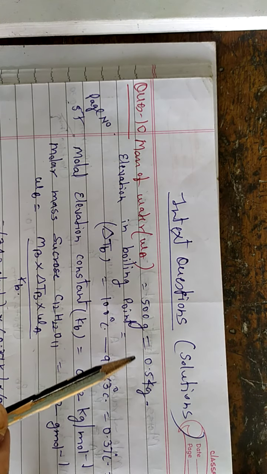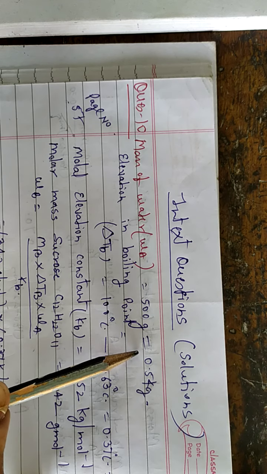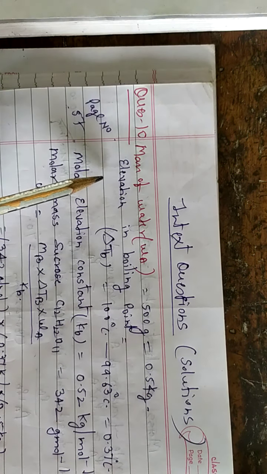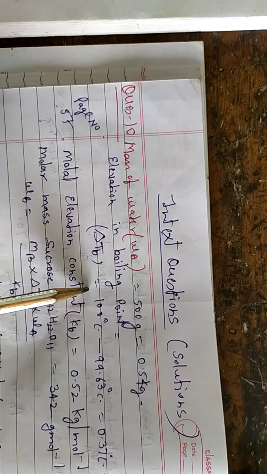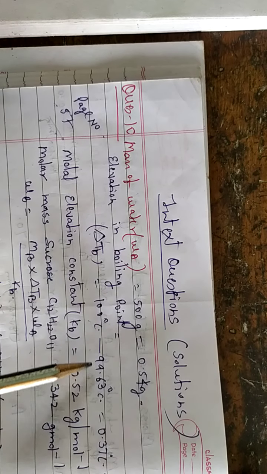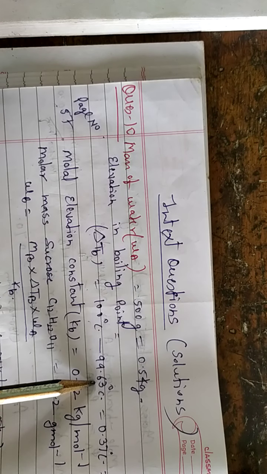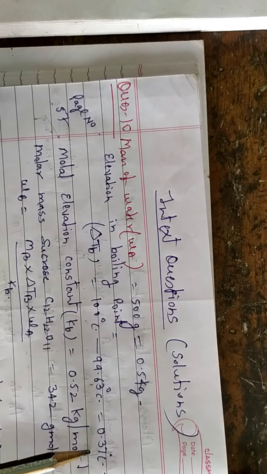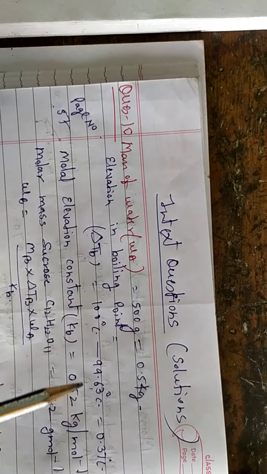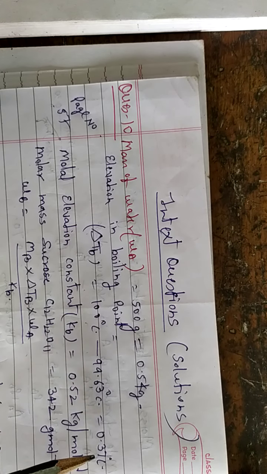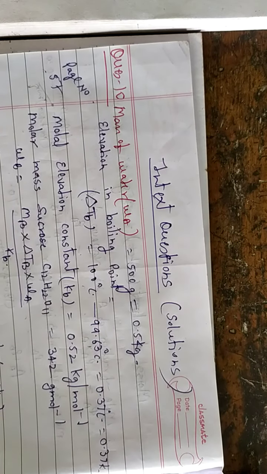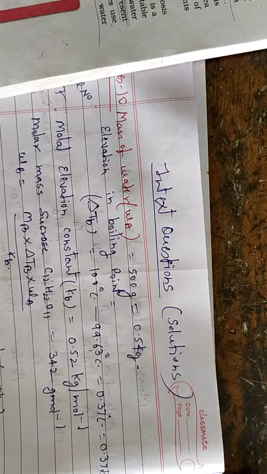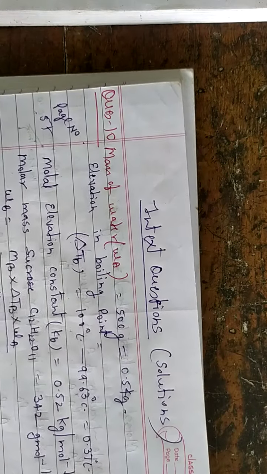Okay, now here first 500 grams. I have to convert this grams into kg, 0.5 kg. Now elevation in boiling point, we have to write the formula: delta TB is equal to 100 degrees, given, minus 99.63. This value is given in our question. So here the elevation in boiling point is coming 0.37 degree Celsius.